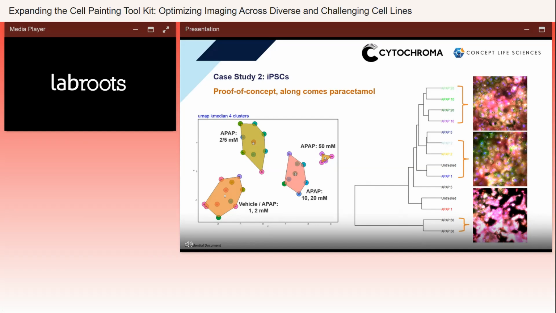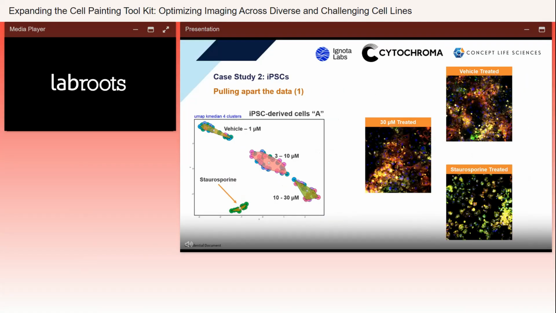The lower concentrations of 2 and 5 millimolar also cluster together, with the lowest doses and the vehicle forming the final cluster. And this is confirmed upon investigation of the dendrogram, where the 50 millimolar dose is the furthest apart from everything else, owing to its clear toxic effects.